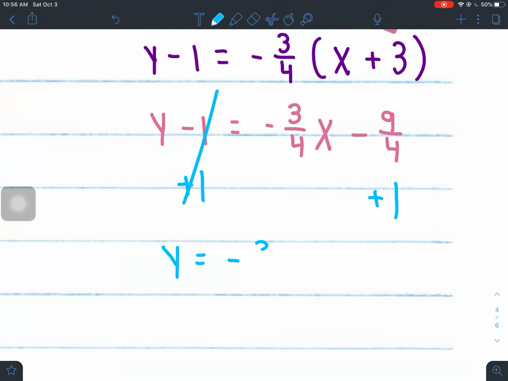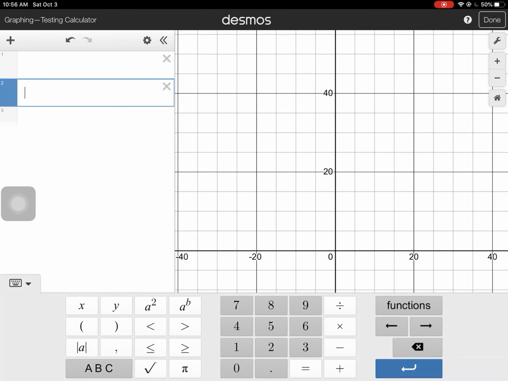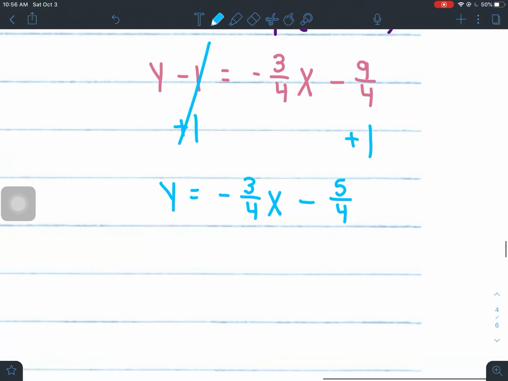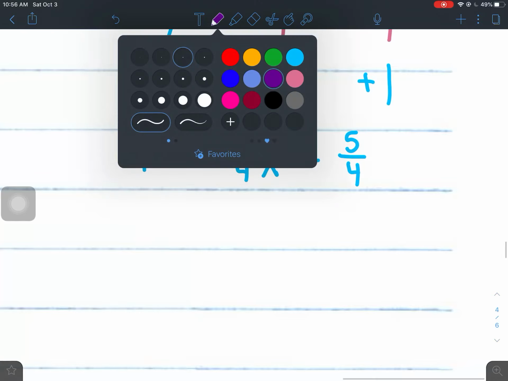So I have y equals negative 3/4 x. And then negative 9/4 plus 1 is negative 5/4, I believe. I'm going to double check this. I don't want to make a mistake on accident. Negative 9/4 plus 1. Negative 5/4, right. Okay. So negative 5/4. Now, this is in slope-intercept form. For the first 3 problems that we did, this is where we stopped because they wanted slope-intercept form. However, they want this in standard form. So I can't stop here.